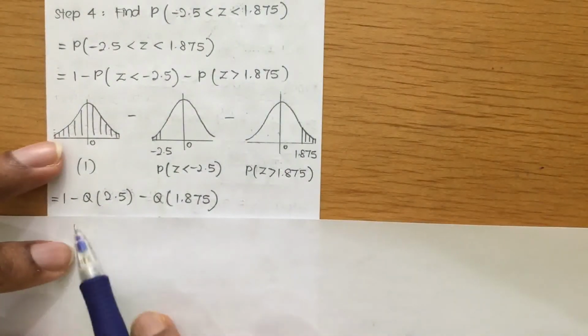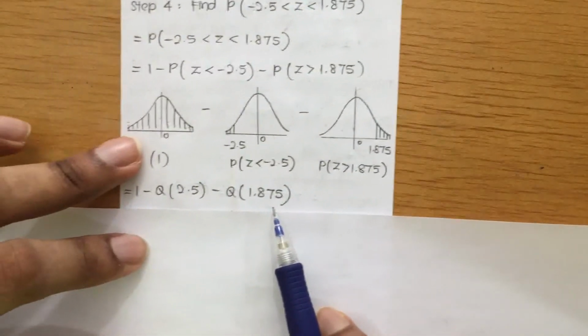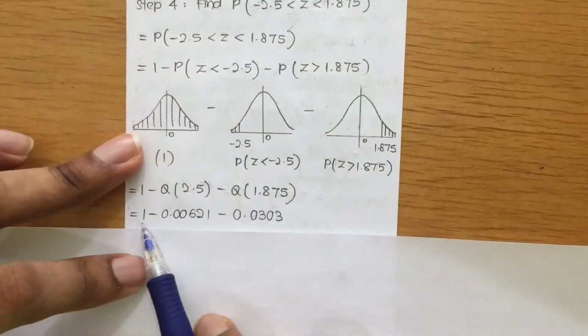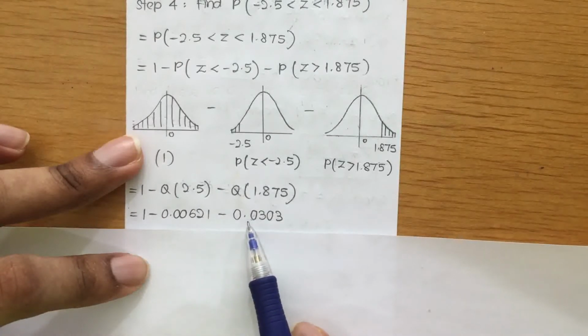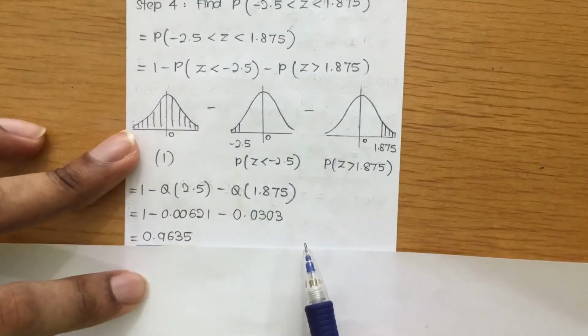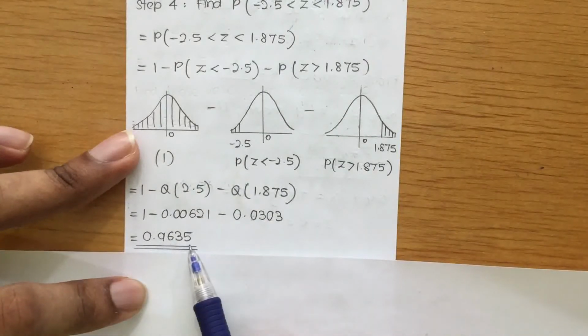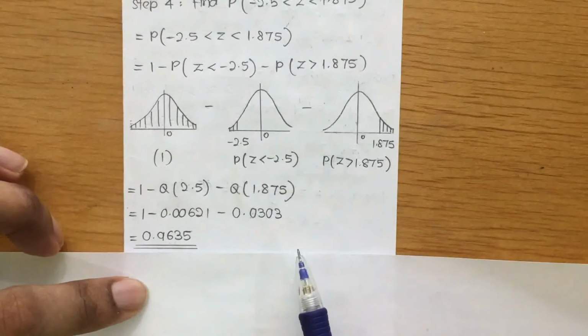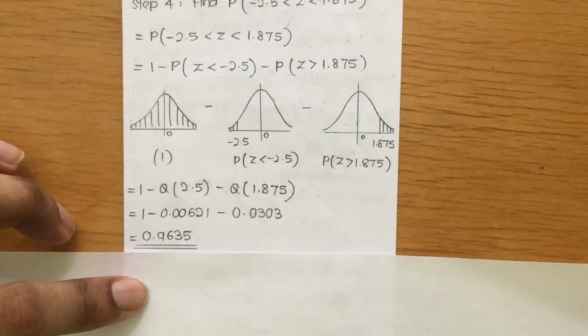So 1 minus Q(2.5) minus Q(1.875). This is the respective value: 1 minus 0.00621 minus 0.0303. From here you get your answer, 0.9635. So this will be your solution, guys, for part A. Okay, let us proceed to the question part B.